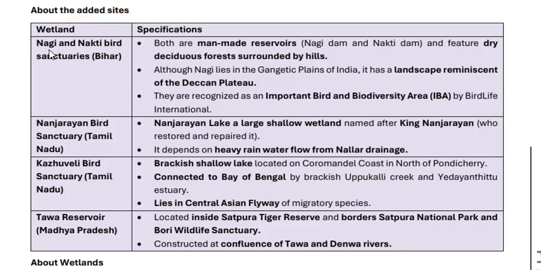First is Nagi and Nakti bird sanctuaries. This is in Bihar. It is not important to read all these specifications. Next is Nanjarayan bird sanctuary. This is in Tamil Nadu. This is named after the king Nanjarayan. Next is Kaju Valley Bird Sanctuary, that is again in Tamil Nadu. Next is Tawa Reservoir, that is in Madhya Pradesh. This is located inside the Satpura Tiger Reserve. This is important, you should know Tawa Reservoir in Madhya Pradesh, located inside the Satpura Tiger Reserve and borders the Satpura National Park and the Bori Wildlife Sanctuary. This is constructed at the confluence of the Tawa and Denwa River.